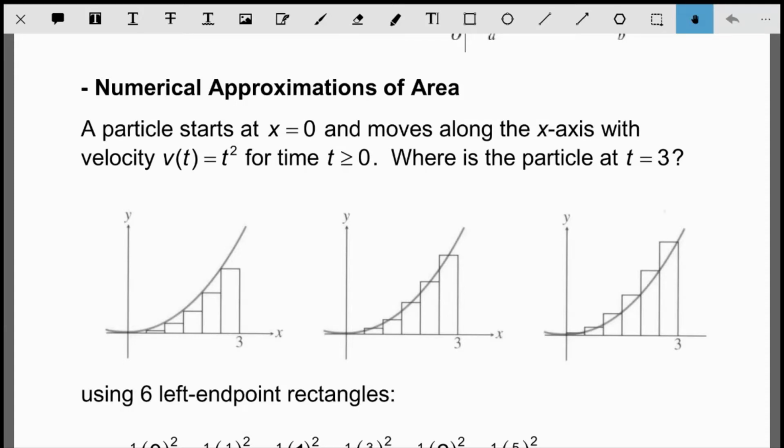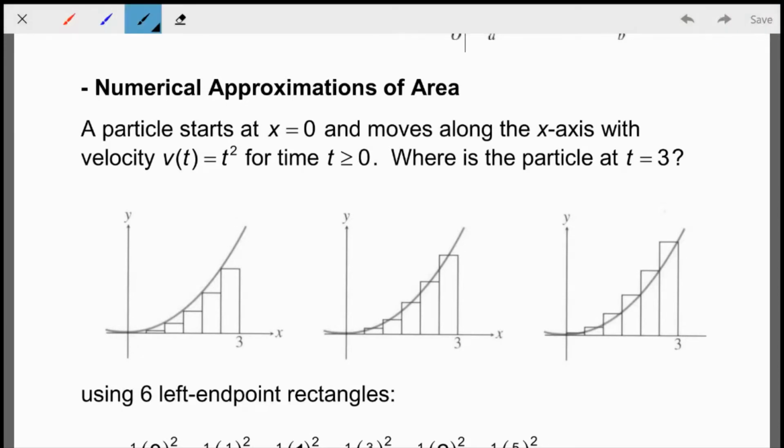Now, what we have here is an example where we're looking at a velocity function. We have velocity is t squared, and it says where's the particle at time t equals 3. Notice it says the particle starts at x equals 0. So if I want to know where I am at time 3, I just need to know, since this is a positive velocity, what was the distance traveled between time 0 and time 3?